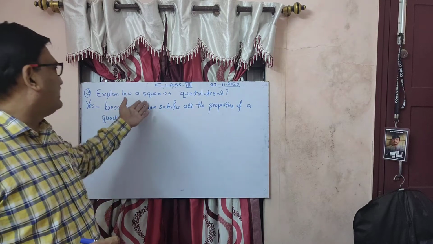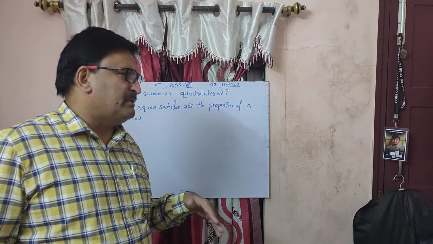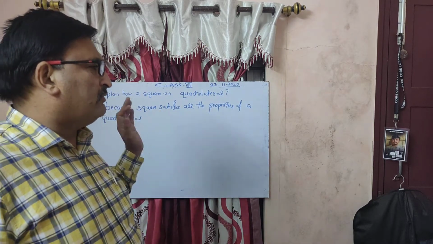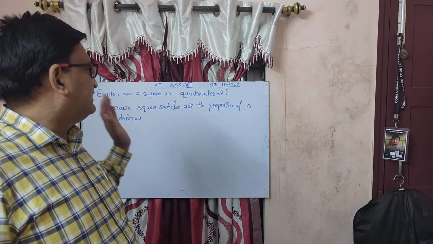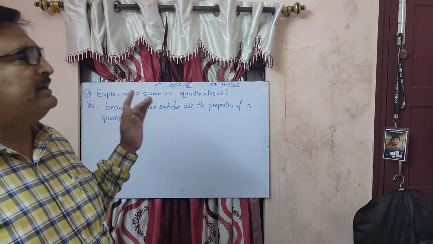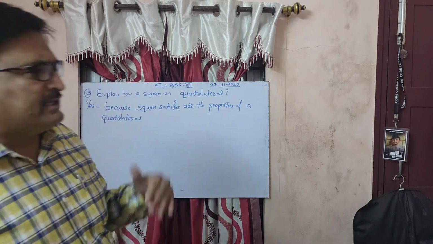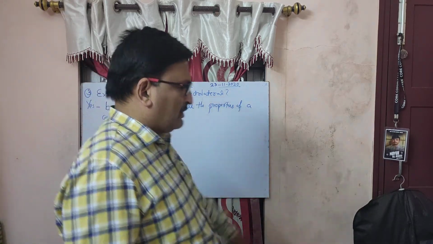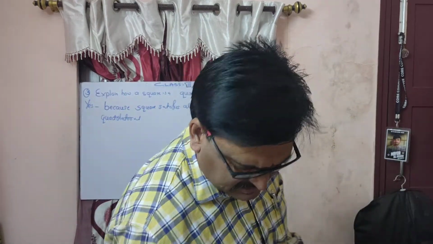And every quadrilateral, it may be square, it may be rhombus, it may be parallelogram, it may be kite, whatever it may be. All of these geometrical figures satisfy the properties of a quadrilateral, because basically they are all quadrilaterals. The first thing finished.